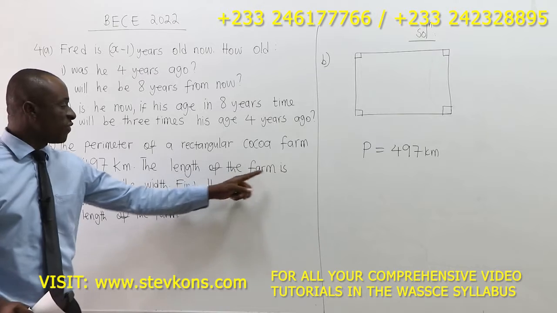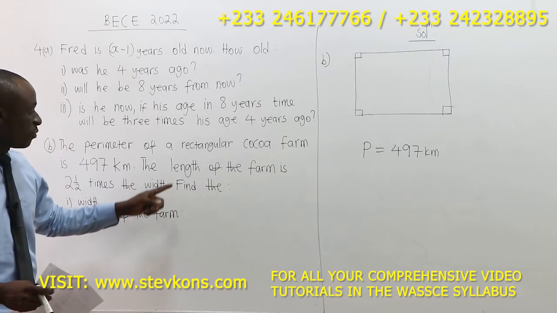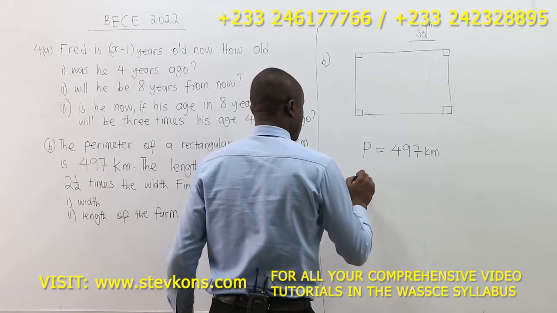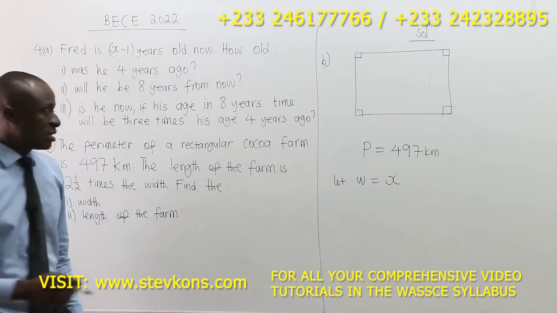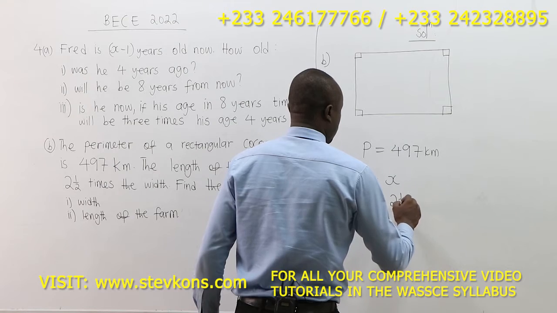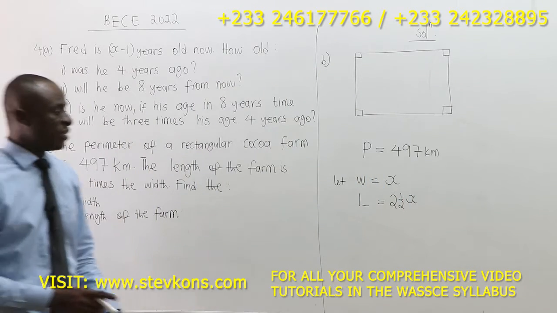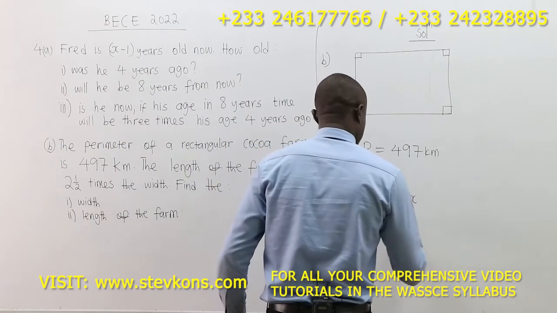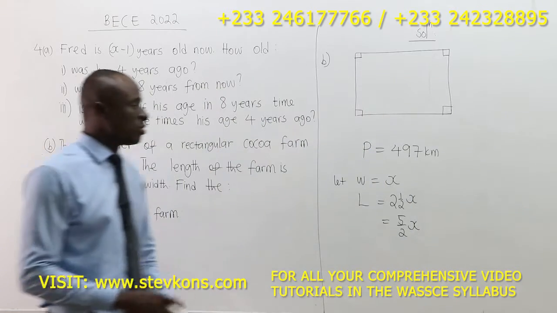Now, the length of the farm is 2.5 times the width. So if we know the width, we'll be able to know the length. So here, clearly, we can say that let's suppose the width should be equal to X. If the width is X, then the length, we're being told, is 2 1/2 of the width. So 2 times 2, 4 plus 1, 5. And this is giving us 5 over 2 X.